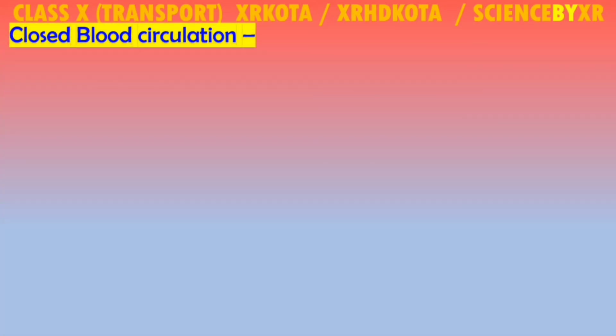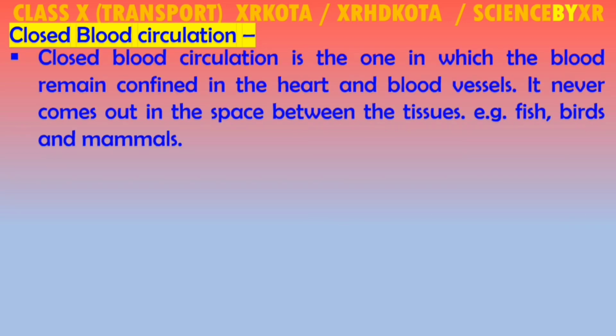Okay, now let us talk about closed blood circulation. In closed blood circulation, there is a heart and there are blood vessels, that is the arteries, veins, and capillaries. They are all connected with one another, and the blood remains confined in these only. Blood never comes out into the tissues. The thing which comes out into the tissue is called lymph. So the closed blood circulation is the one in which the blood remains confined in the heart and the blood vessels. It never comes out into the space between the tissues. This type of circulatory system is found in all the vertebrates like fish, birds, mammals, frogs, and so on.